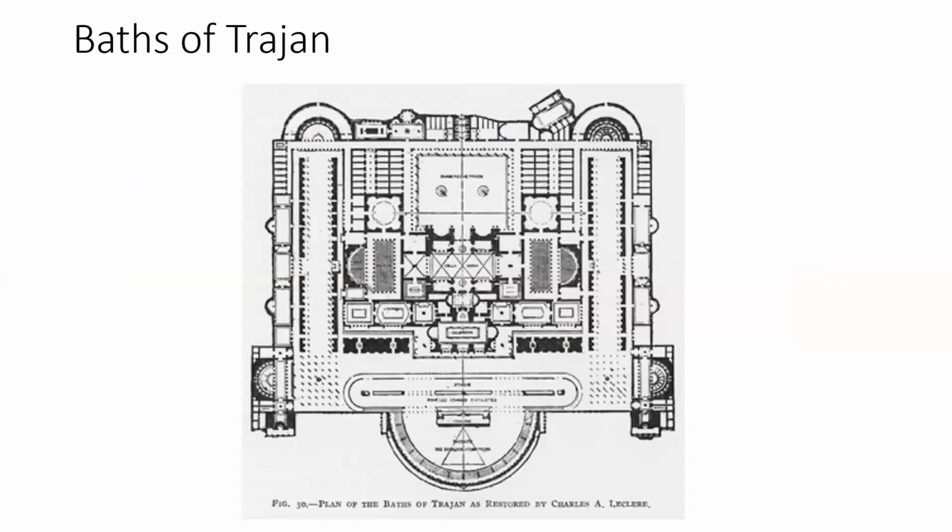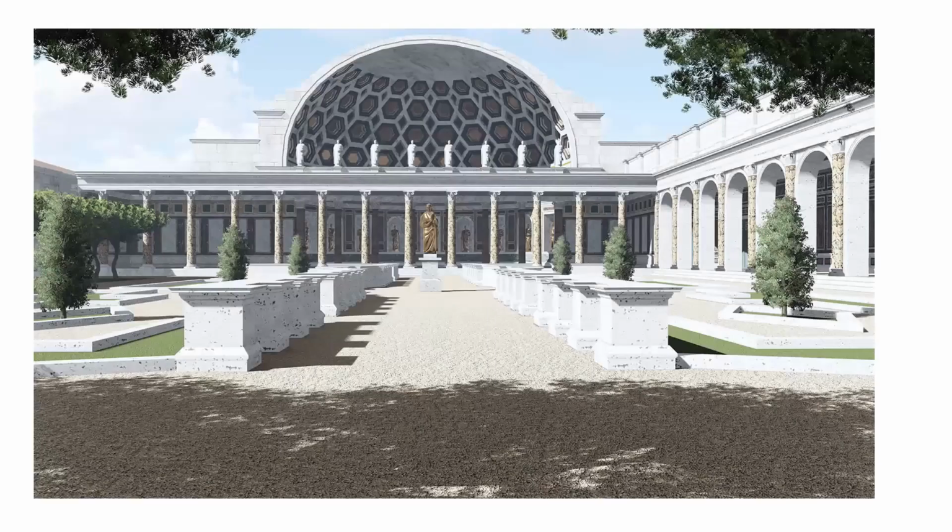The Baths of Trajan are another wonderfully complex mixture of the Greek temple front with Roman curves and arches. Here's a reconstruction of one of the exedras. The exedra is a large semicircular curve, a convex curve from an outdoor space or an indoor space.